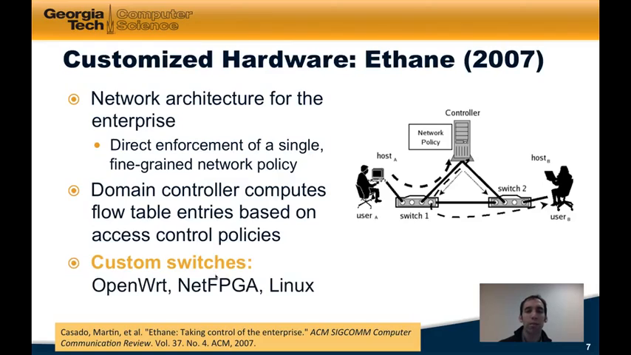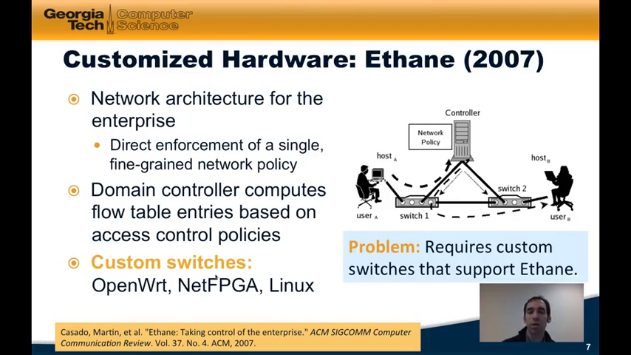Ethane required the deployment of custom switches, and the project implemented several of these based on OpenWRT, NetFPGA, and Linux. The problem with this approach, of course, is that it requires custom switches that support the Ethane protocol. So what we're looking for is something that gets us the best of both worlds, something that could operate on existing protocols yet wouldn't require customizing the hardware.